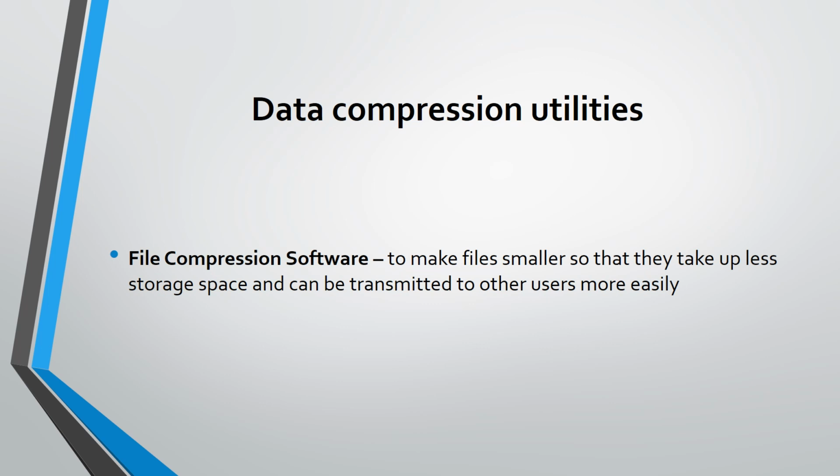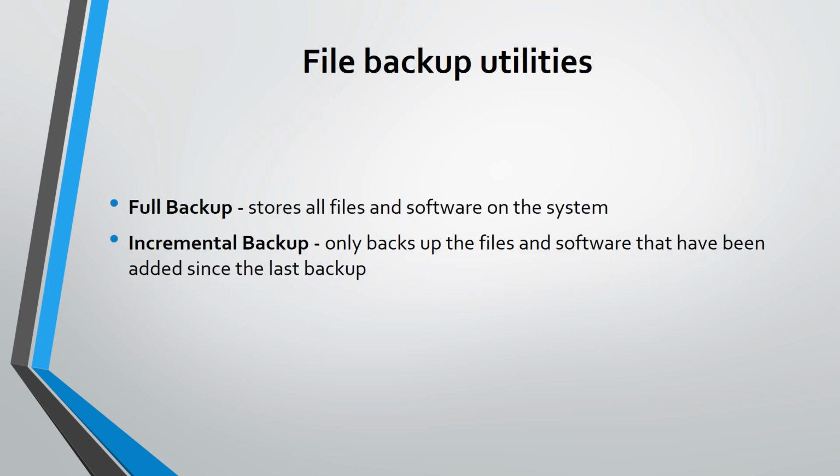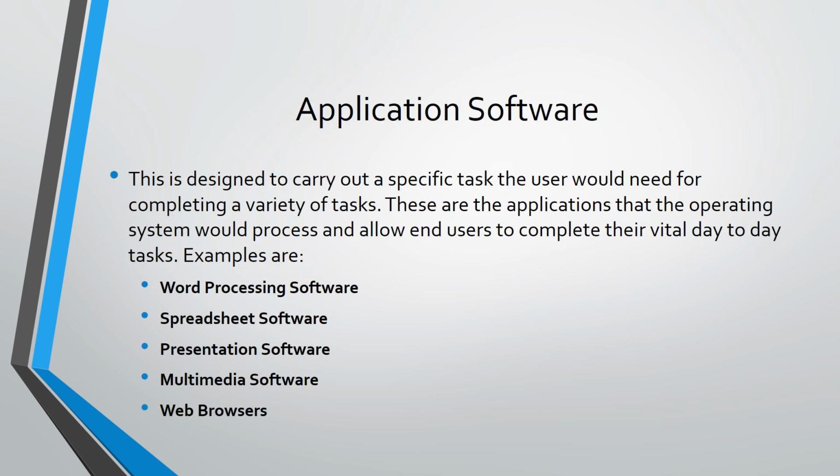Disk compression utilities. These softwares basically help us to make files smaller so that they take up less storage space and can be transmitted to other users more easily. File backup utilities. It's helpful to make the full backup and incremental backup. Full backup stores all files and software on the system. Incremental backup only backs up the files and software that have been added since the last backup.